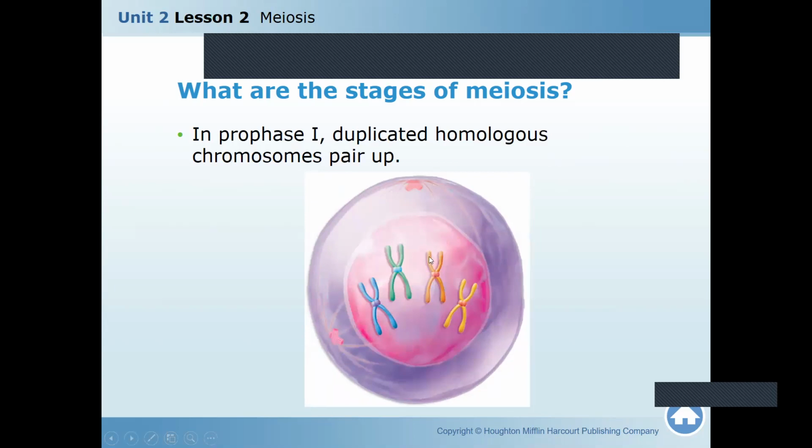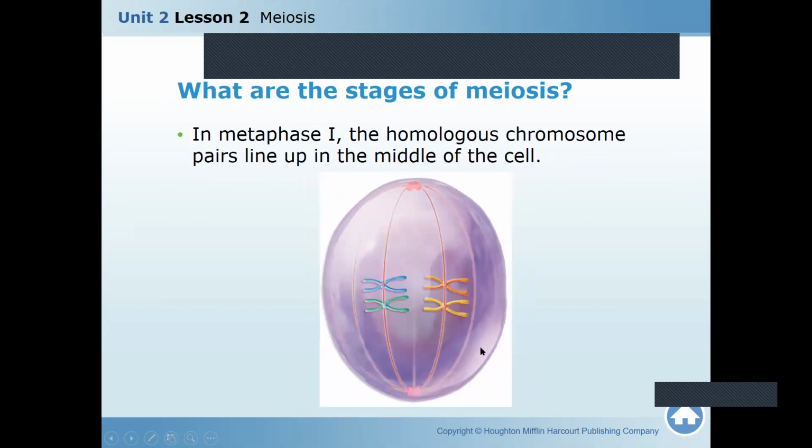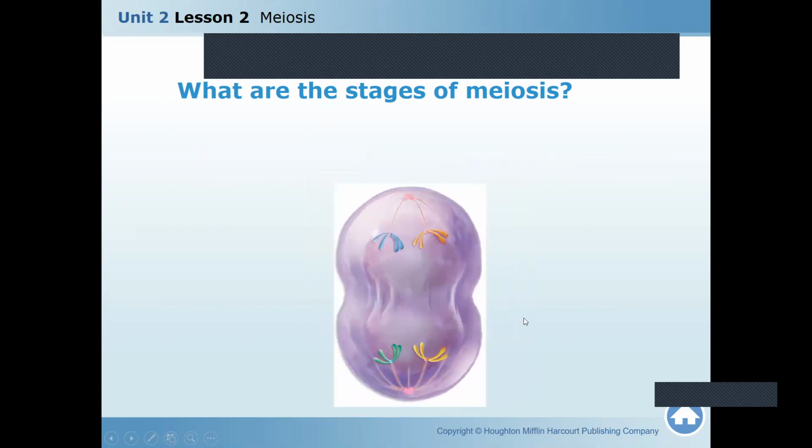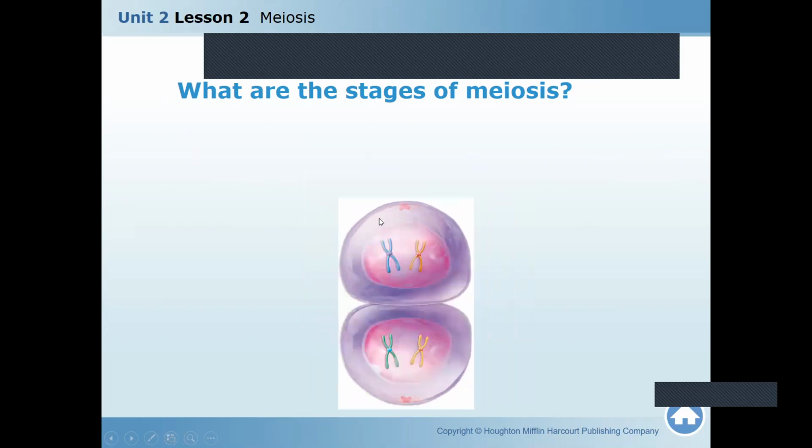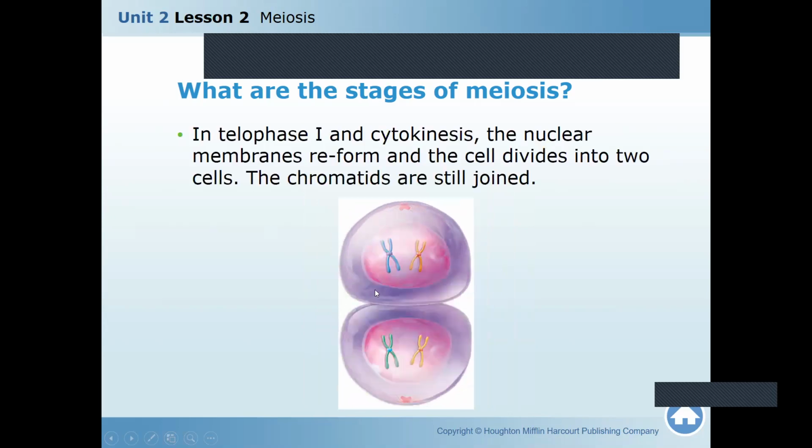See, in prophase they become pairs. Pair up means the chromosomes become like pairs. In metaphase, they line up. In anaphase, they go to the opposite ends. In telophase, they finally reform and the cell divides. Yes, very good.